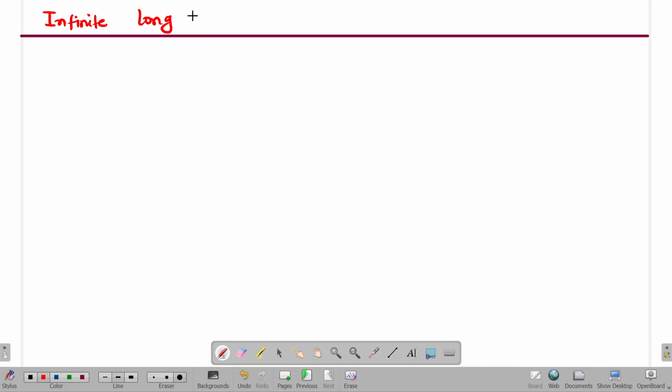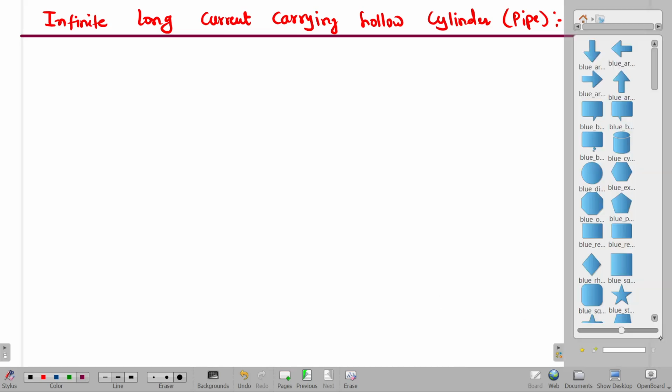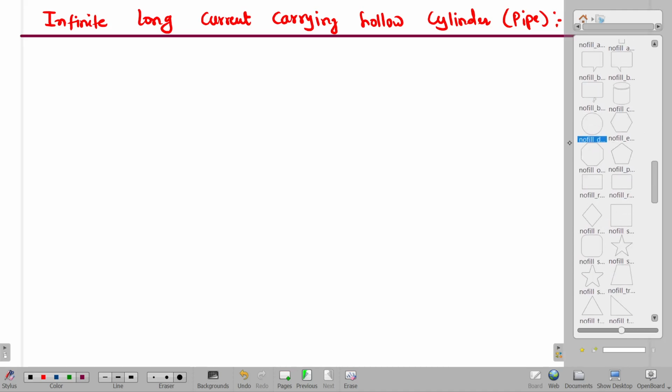So give the heading: infinite long current carrying hollow cylinder, and that is a pipe. So this time I have an infinitely long hollow cylinder, which is like a pipe. Go ahead or not? And I want to find the magnetic field in it.